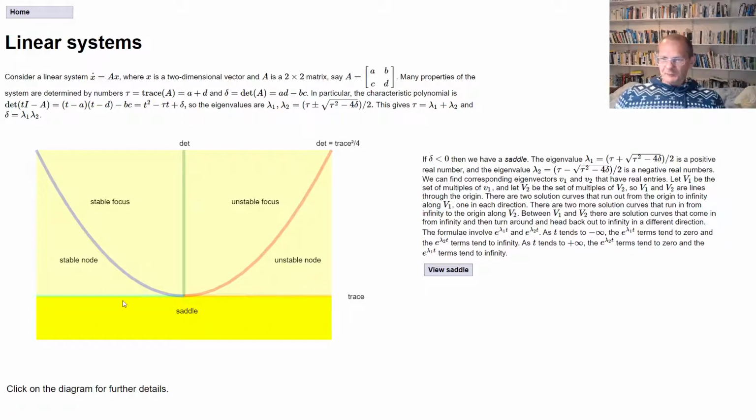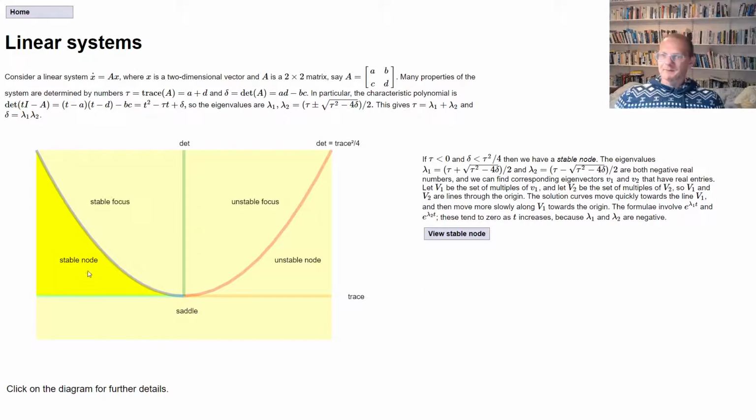Then a different possibility: we could have a stable node. Now stable nodes are this region of the trace-determinant plane here. This parabola is given by the equation tau squared equals 4 delta, so delta is tau squared over 4. That's what controls the square root here.